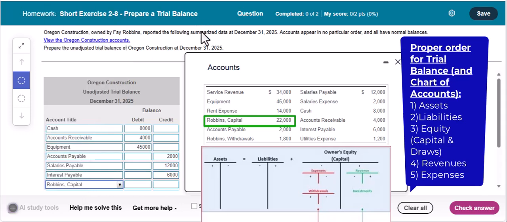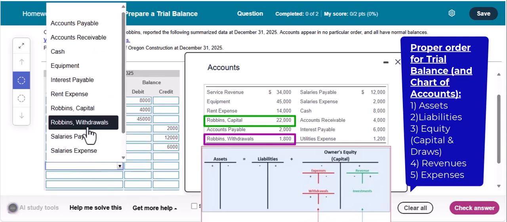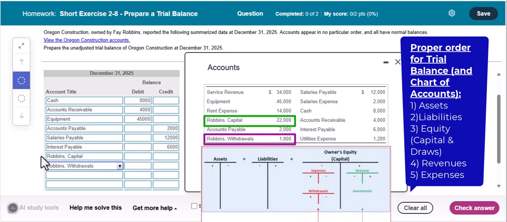And then we would have owner's withdrawals next. So we have Robin's withdrawals here for 1,800. So we'll scroll down here. Robin's withdrawals for 1,800. So these are the two equity accounts. So now let's talk about capital. Which side is the plus side for capital? It is the credit side. So therefore that 22,000 is going to belong here on the right under credit.